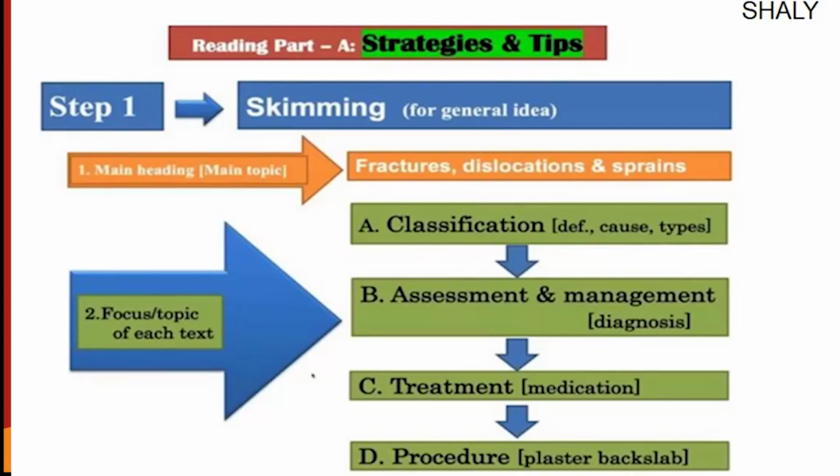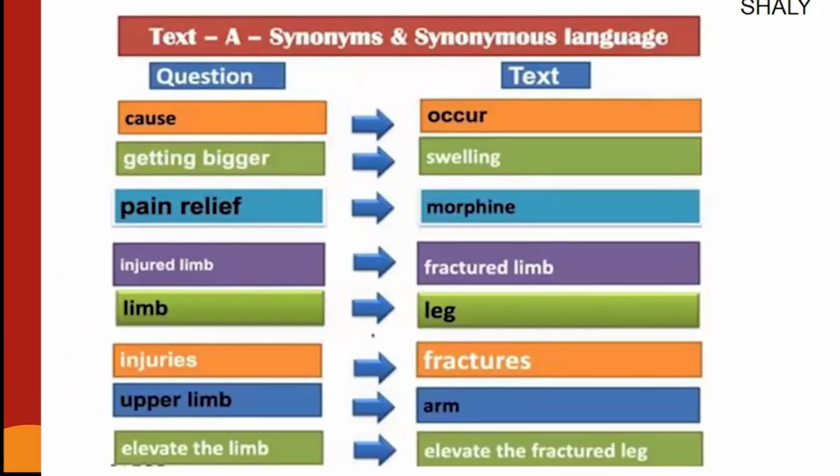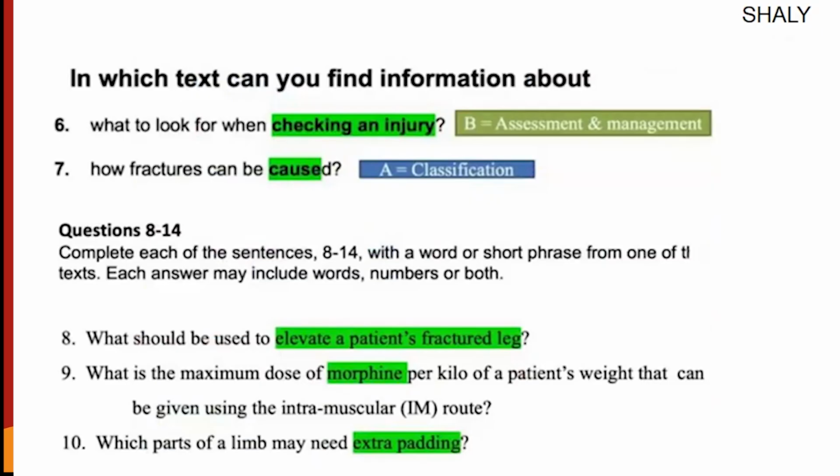In the reading, they use synonymous language. In this topic, in the questions, they use some synonymous language. In the question: causes, text, occur, getting bigger and swelling, pain relief, morphine, injured limb, fractured limb, leg, injuries, fractures, upper limb, arm, elevate the limb, elevate the fractured leg. Then moving on to the questions: in which text can we find information about?